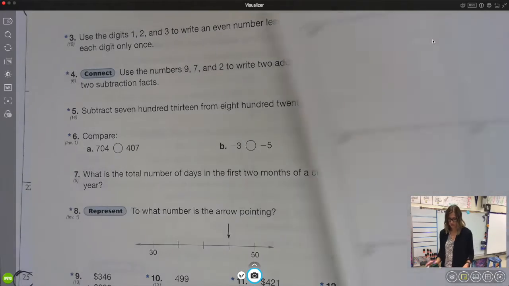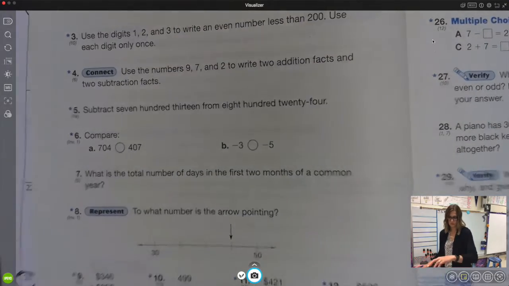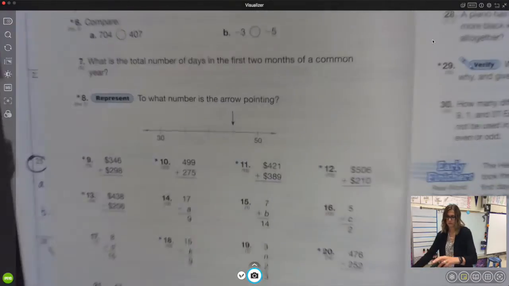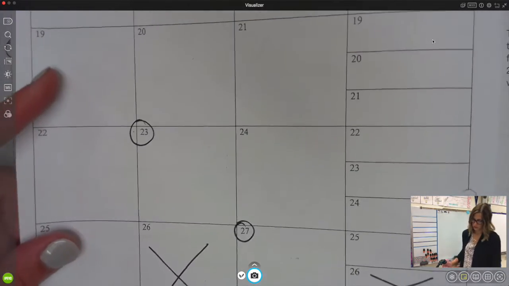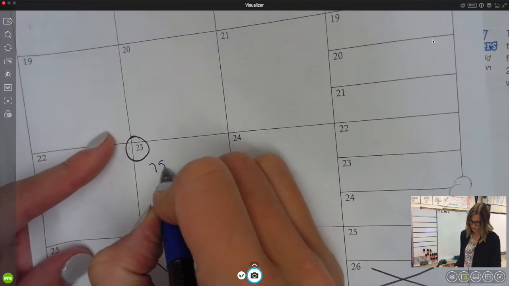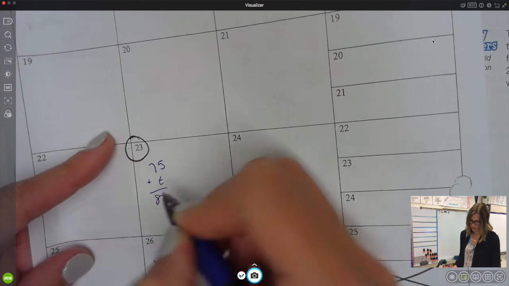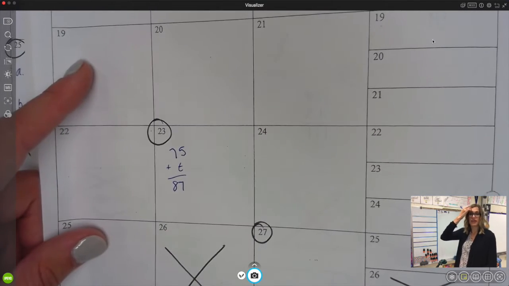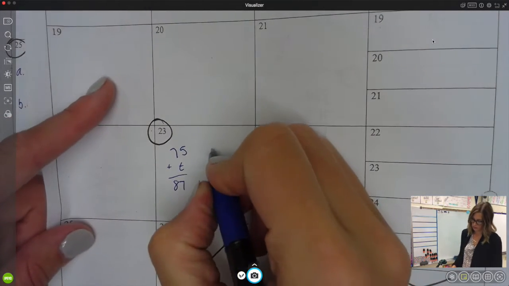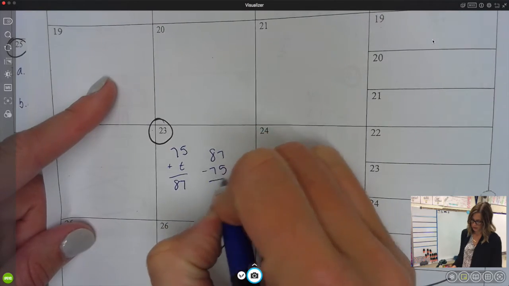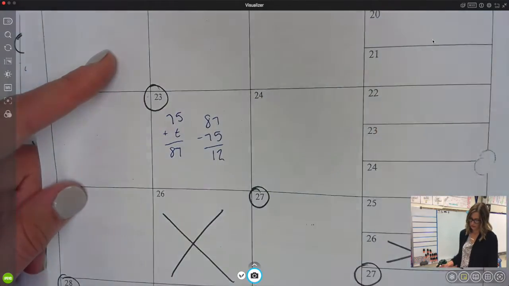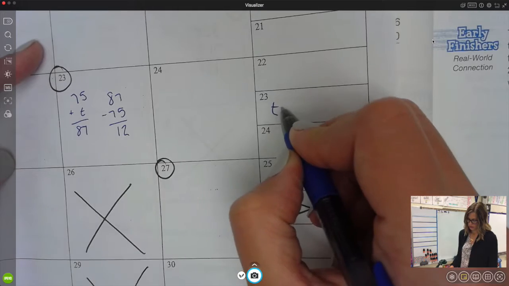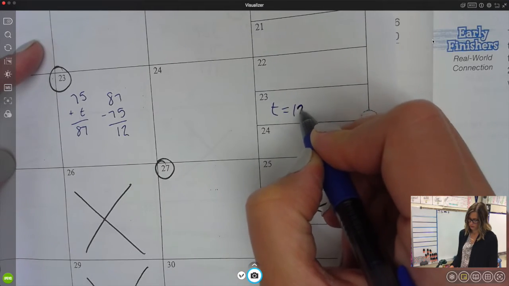Flipping it on over, let's go to 23. 23 says 75 plus t equals 87. Get it copied on my paper. Missing number in an addition sentence, to find the answer, I subtract. So 87 minus 75. 7 minus 5 is 2. 8 minus 7 is 1. So I get t equals 12.